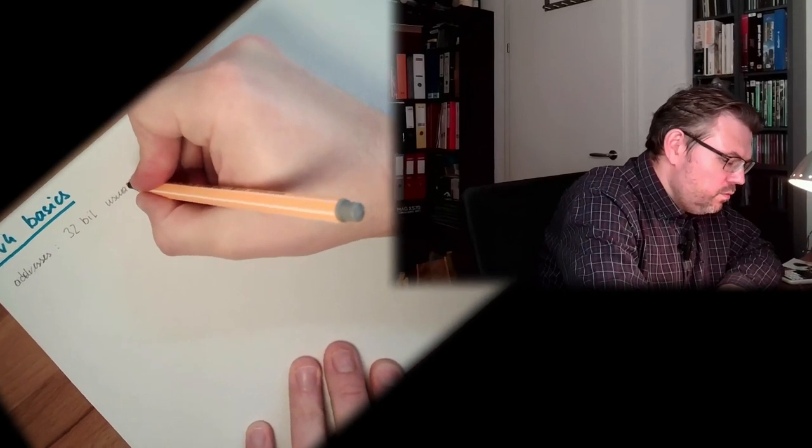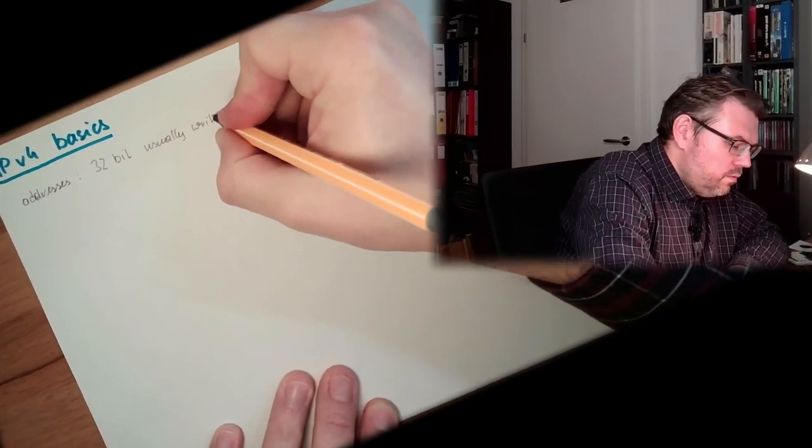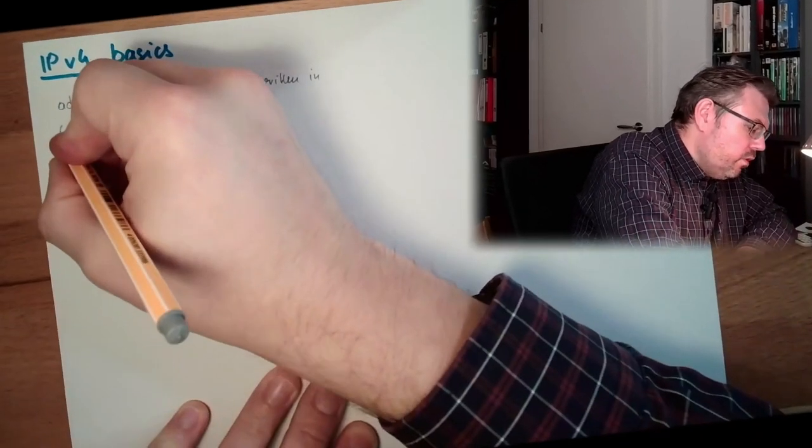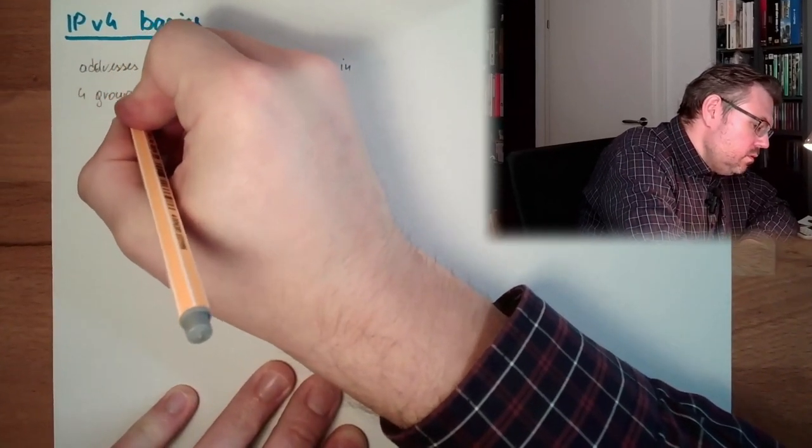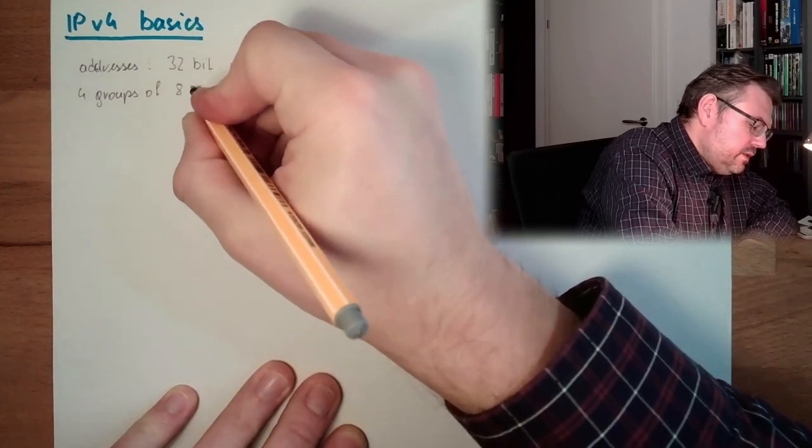Actually, every host, every device inside the network does have an address. And the addresses in an IP version 4 variant are 32 bits. Addresses are 32 bit, usually written in groups of 8 bit, in four groups of 8 bits.